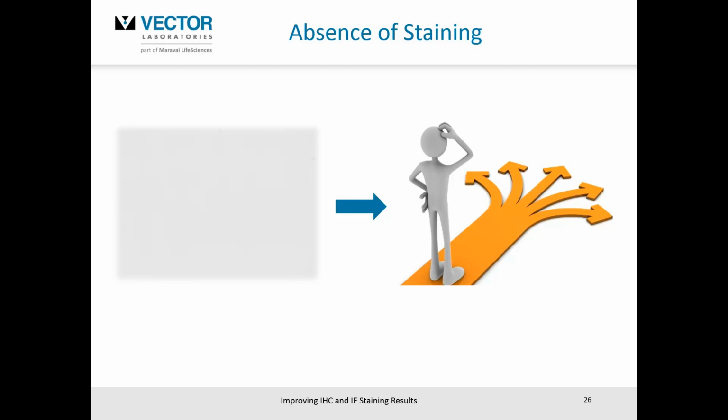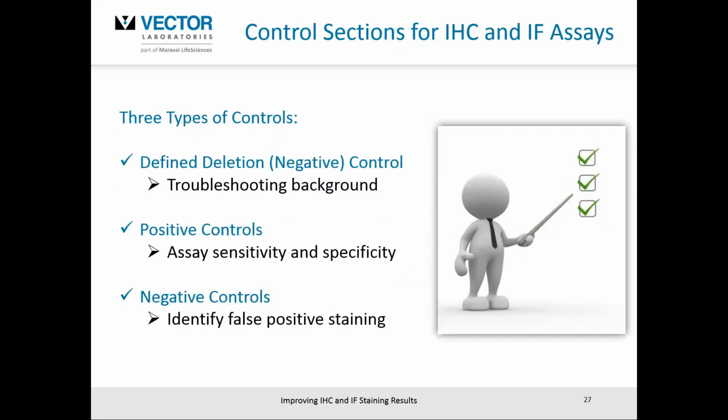But so you're not going to end up scratching your head like this, what you should do to alleviate the cost and drama and headaches associated with this scenario is to run some defined positive and negative controls. Now, we've just gone through deletion controls in troubleshooting the background, but what we're going to look at here is the reasons why you'd want to run a positive control and a negative control.